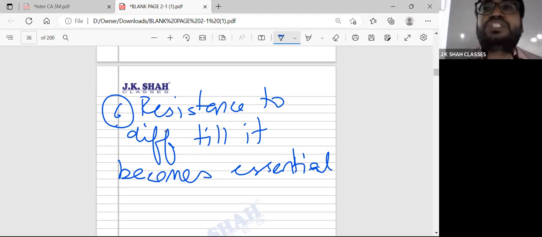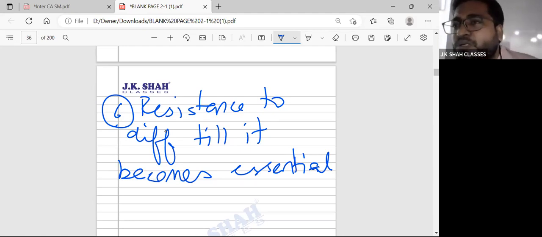Resistance to differentiation till it becomes essential. Student is making a rocket in the class. What was the question? How to achieve?